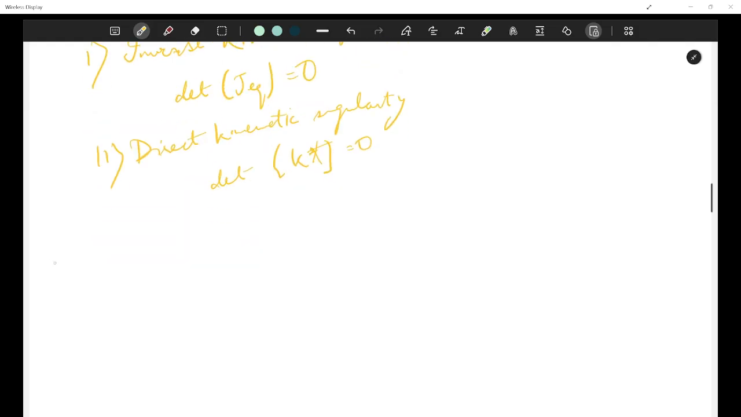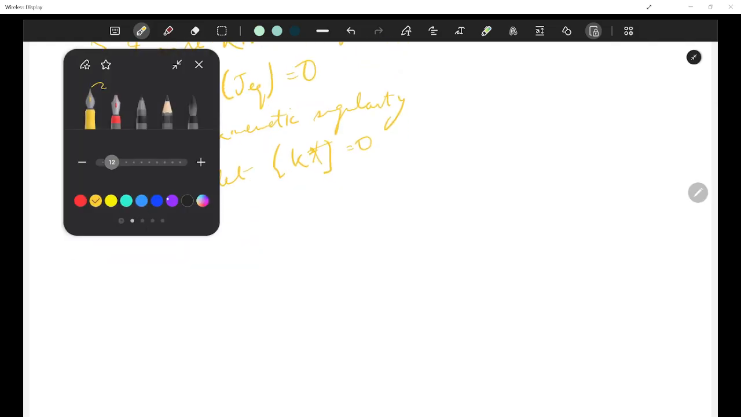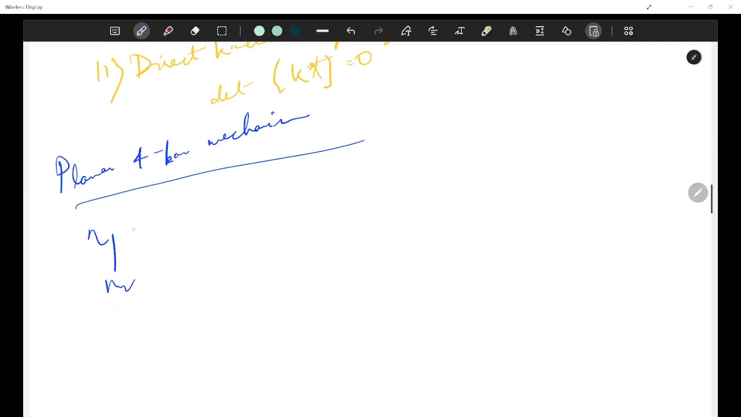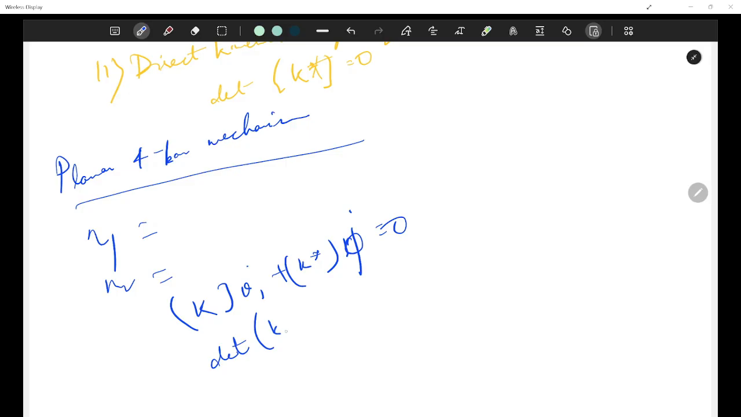So in the lecture there was another example taken, which I won't discuss in much detail right now, but it was for a planar 4 bar mechanism. You can see that there are two constraint equations written there, and then we just differentiate and arrive at this equation: K theta 1 dot plus K star phi dot is equal to 0, and then singularity happens when the determinant of K star is equal to 0. It happens geometrically when the links become collinear in that configuration, or the mechanism gains extra mobility.